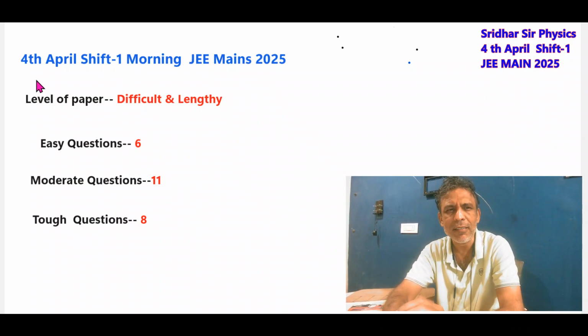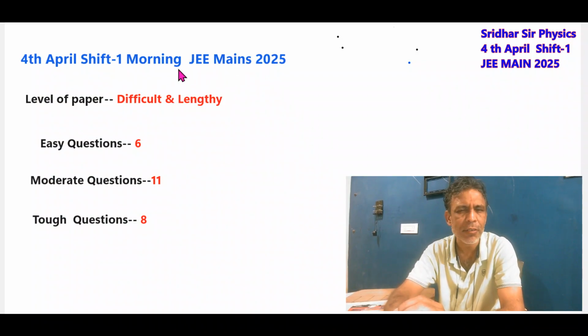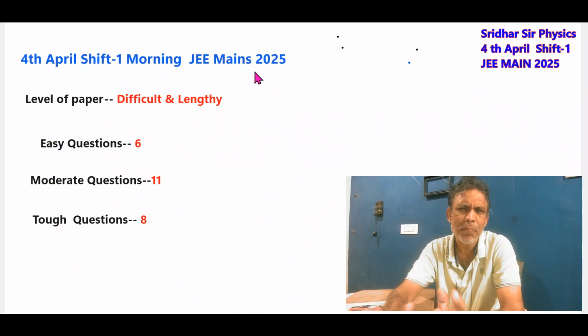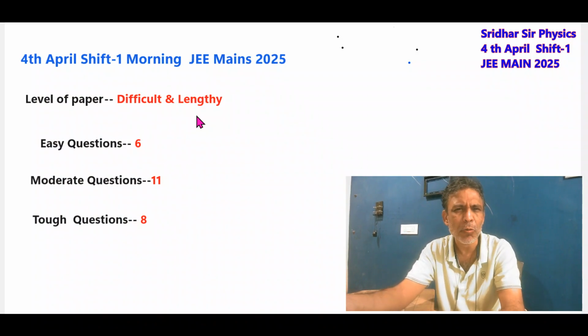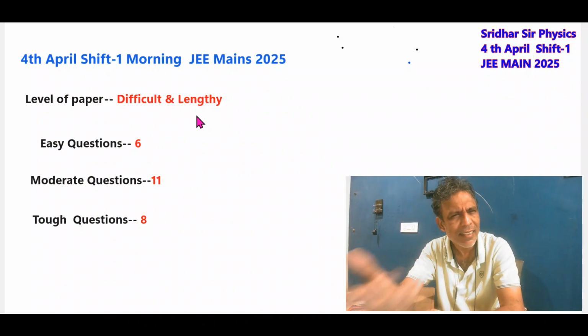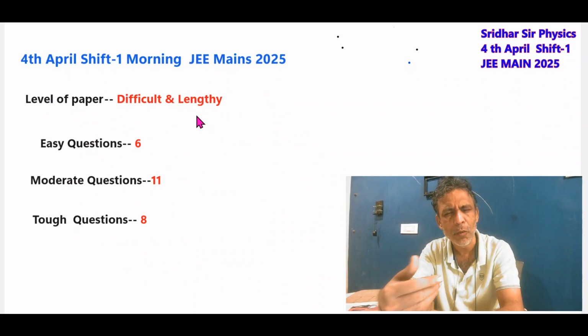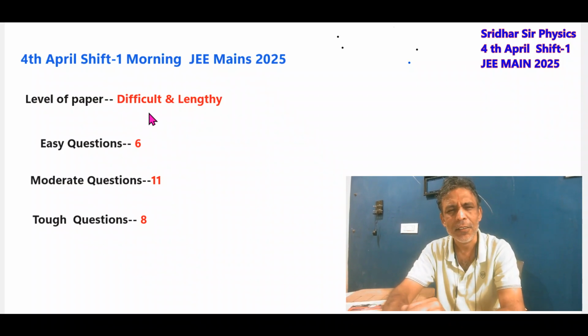Today's class we are going to discuss the 4th April shift 1 morning shift JEE Main 2025. The level of the paper is difficult and lengthy. It happens in one or two papers that students really cry, and there's such a paper where most of the students cried. So it's difficult and lengthy.